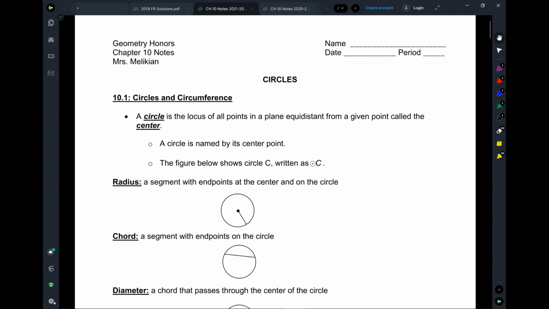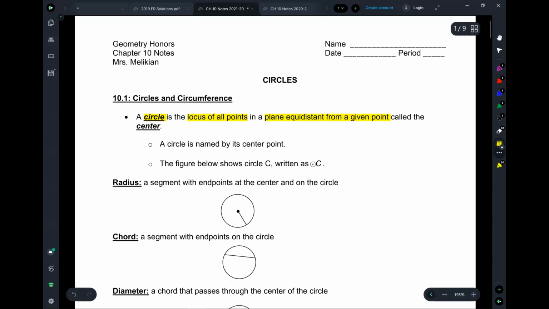All right, so circles and circumference. Okay, here's the official definition of what a circle is. A circle, this is how you can impress your friends at the next party. A circle is the locus of all points in a plane equidistant from a given point. And that point is called the center.